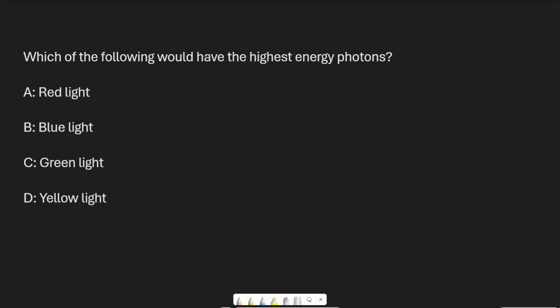All right, so here's the problem. Now go ahead and pause and solve it. All right, so the question says which of the following would have the highest energy photons?